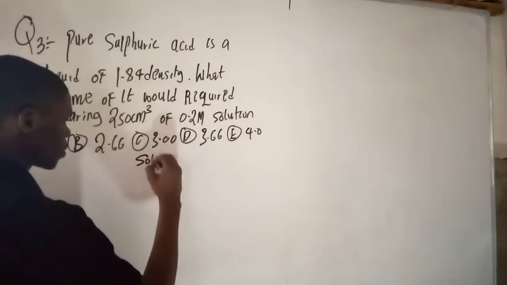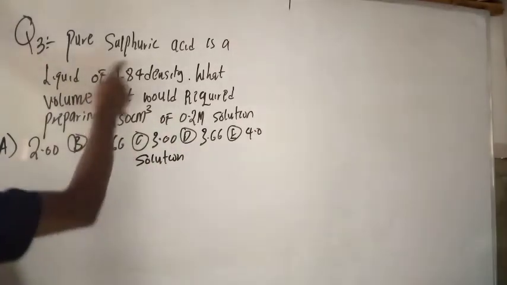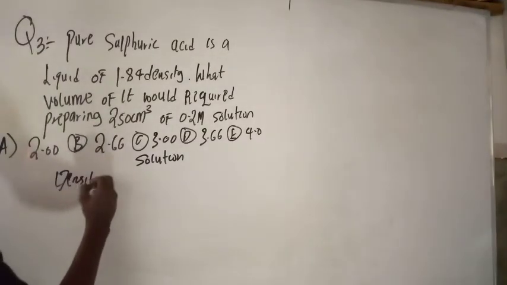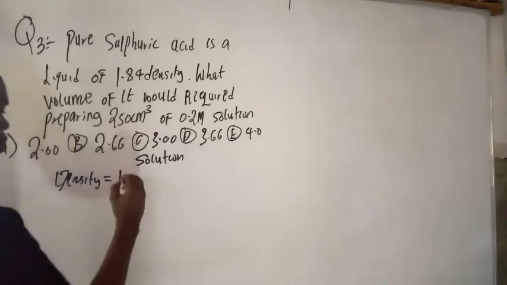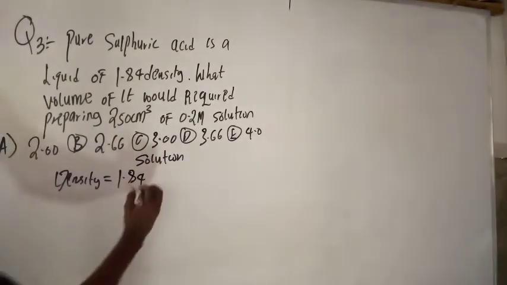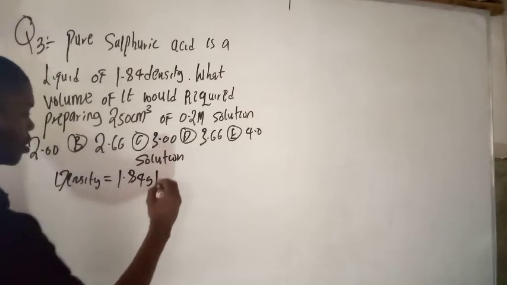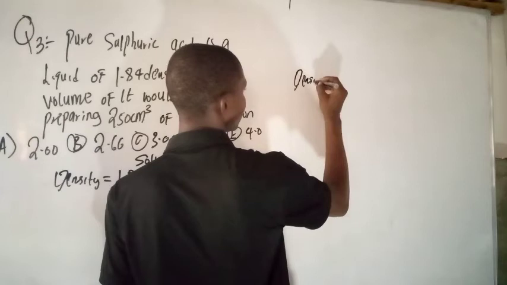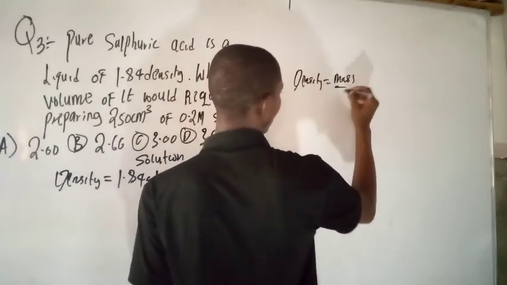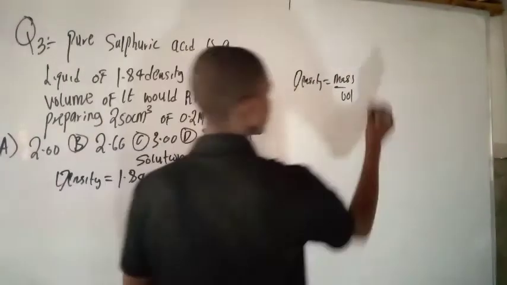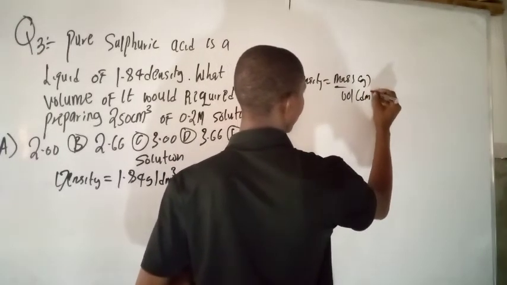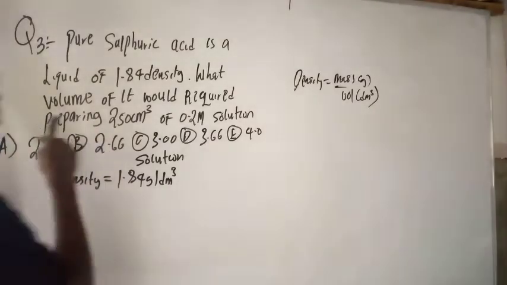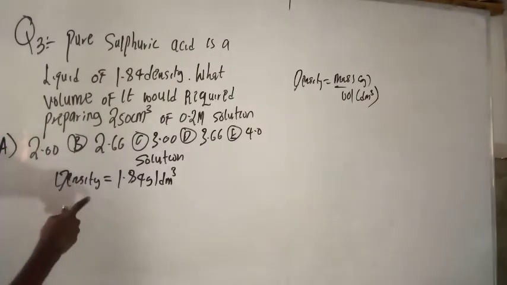Solution. Now the density is given to me to be 1.84. Now the unit is going to be gram per dm cube. Remember, density is mass per volume. The mass is in gram. The volume is in dm cube. The main reason why it's dm cube is because I talk about molarity here. Do you get that? Now they ask, what is the volume? So they're asking about the volume here.